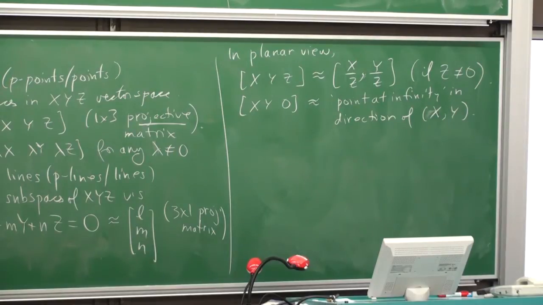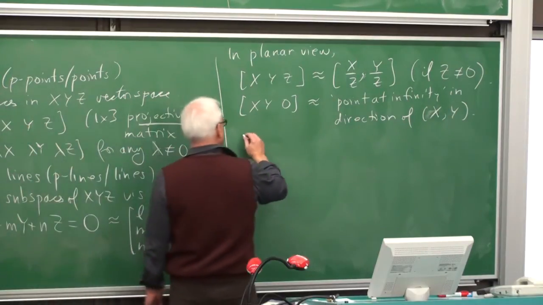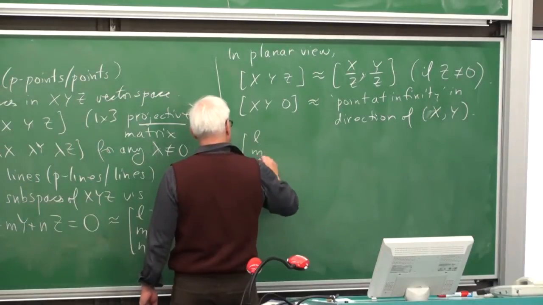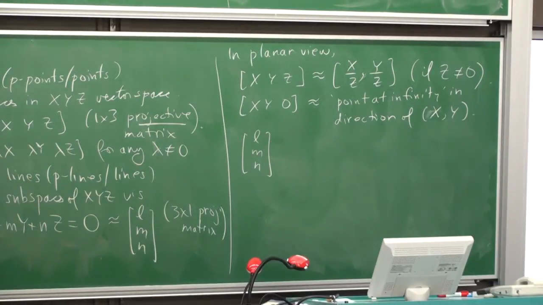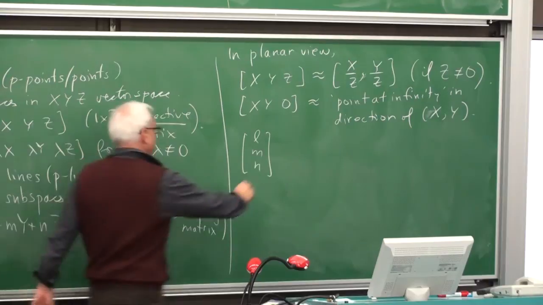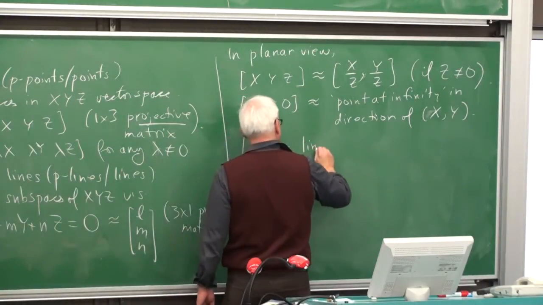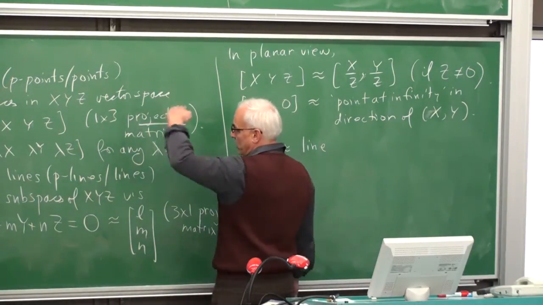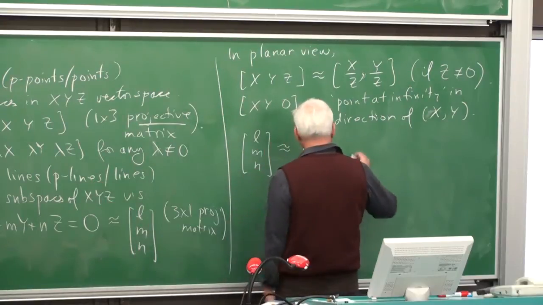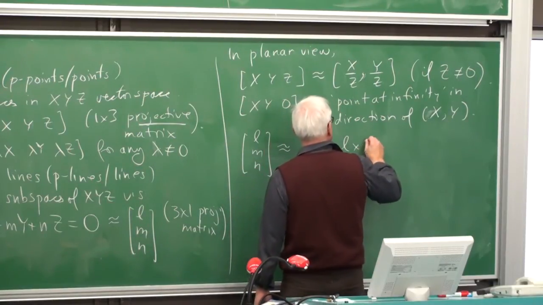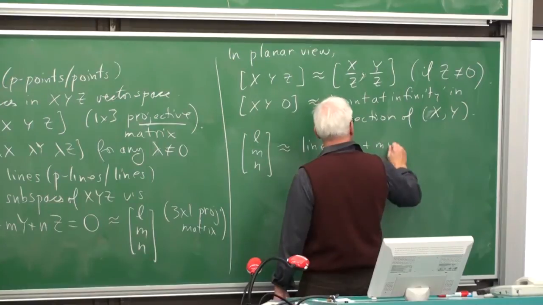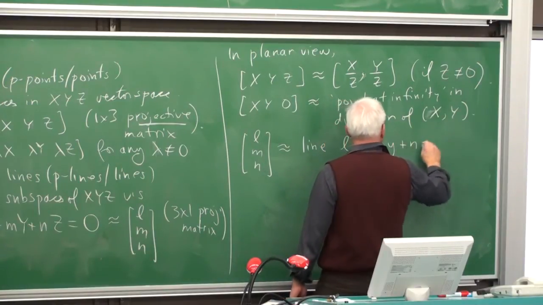Okay, that's good. And what about the line? If we have L, M, and N, well, we already know what that corresponds to. We've already said it here. That corresponds to the line with the equation, well, what you get when you set z equal to 1. So Lx plus My plus N equals 0.